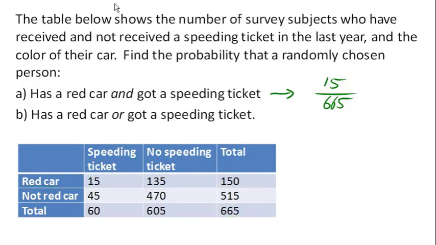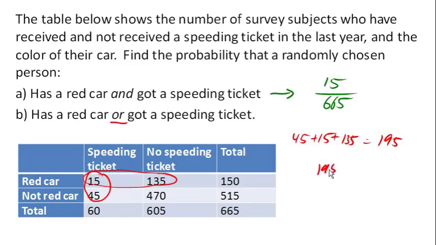Now, how about for the next one? Here we're trying to find the probability that they have a red car or get a speeding ticket. There's a couple ways that we could go about this. The easiest, honestly, is to just add up all the possibilities. These people got a speeding ticket. These people have a red car. So we have a total of 45 plus 15 plus 135, which is 195 total people who either got a speeding ticket or have a red car. And so our probability would be 195 out of 665.